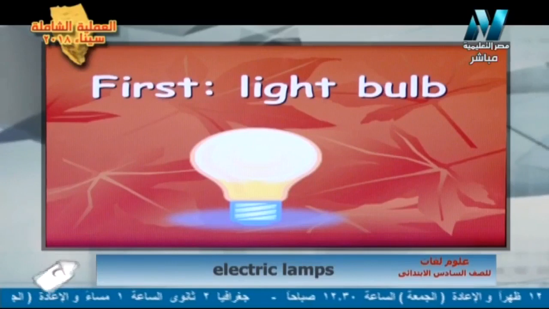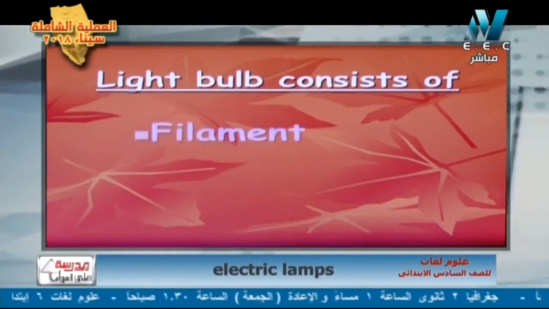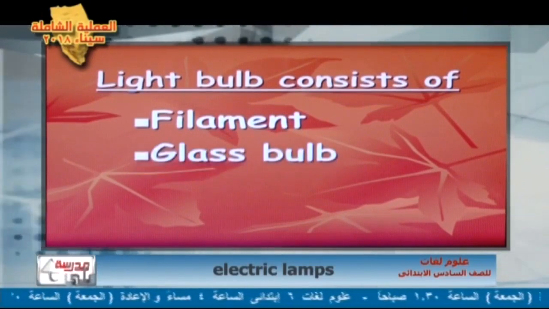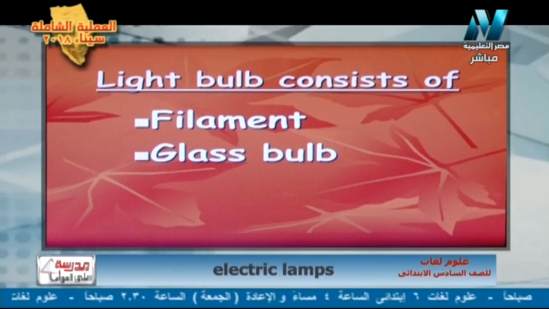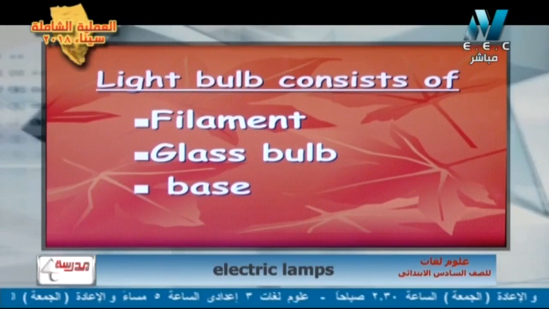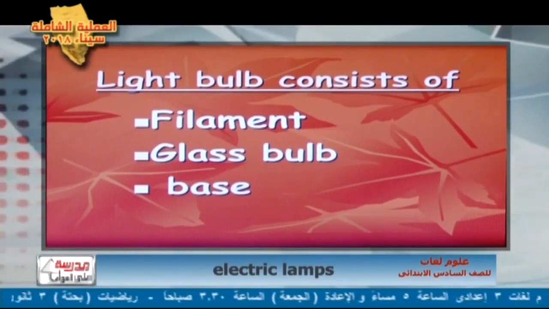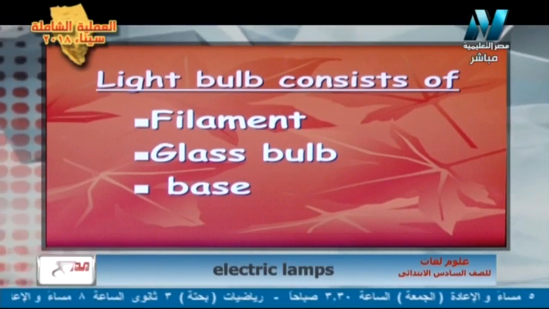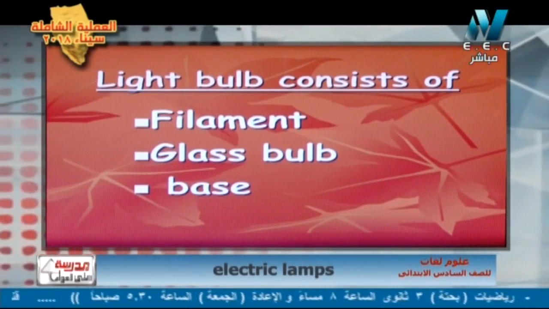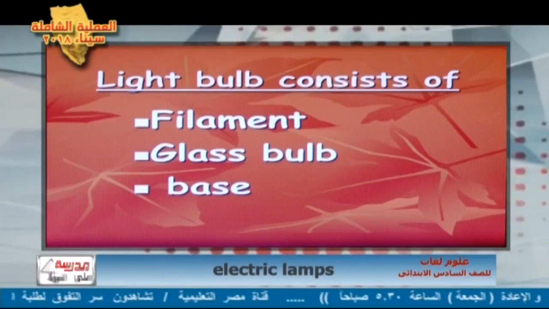What about it? And what is the structure of the light bulb? The light bulb will consist of three main parts. بتتكون من ثلاث أجزاء رئيسيين. Number one, filament. Number two, glass bulb. Number three, base. Again, filament, glass bulb, base. Filament اللي هنسميها الفتيلة. And it is the most important part in the bulb. هي أهم جزء في اللمبة أو في المصباح الكهربي. glass bulb انتفاخ زجاجي and at last the base القاعدة الخاصة بالمصباح.